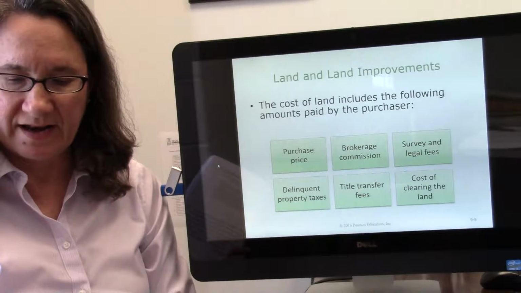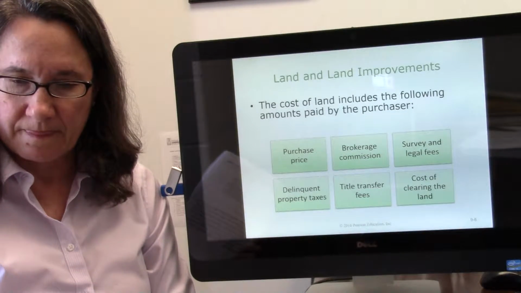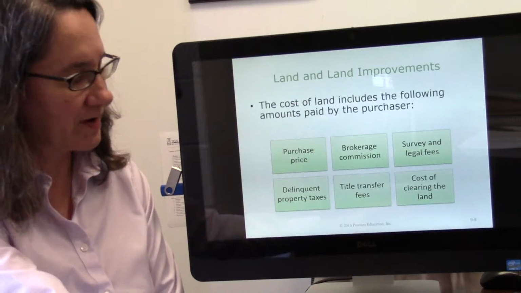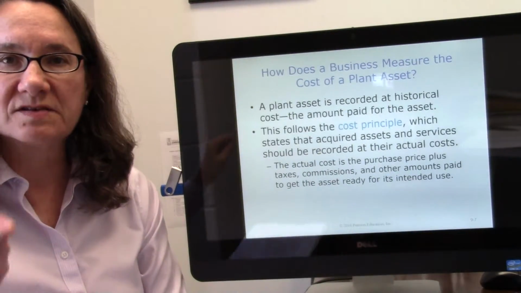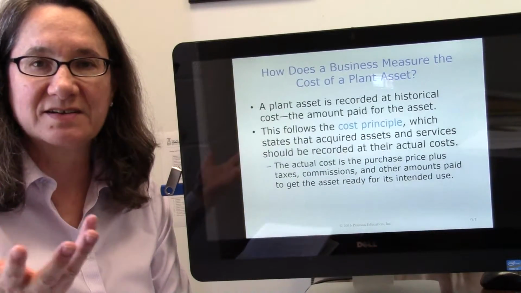Let's go to land and improvements. Oh, I'm sorry, I skipped this. Great, there you go. How does a business measure the cost? Okay, so let's talk about the cost first, right? Because you got to acquire it.